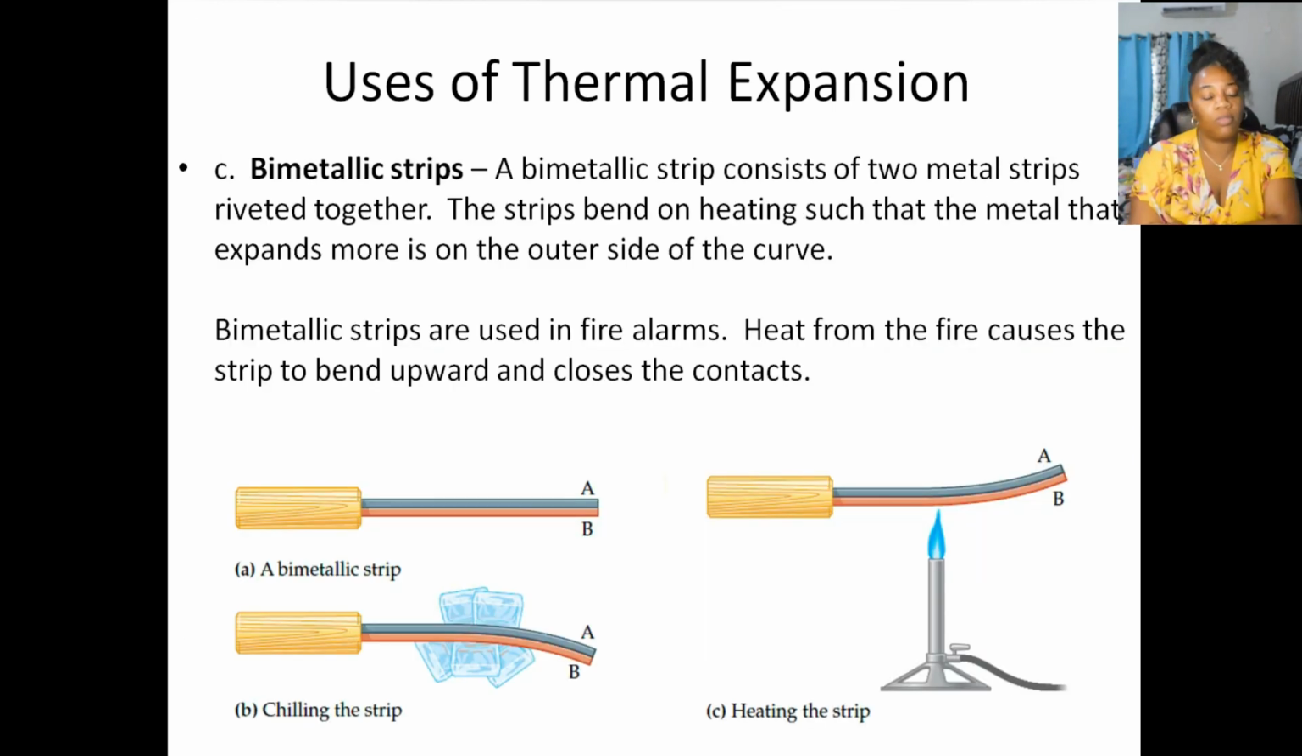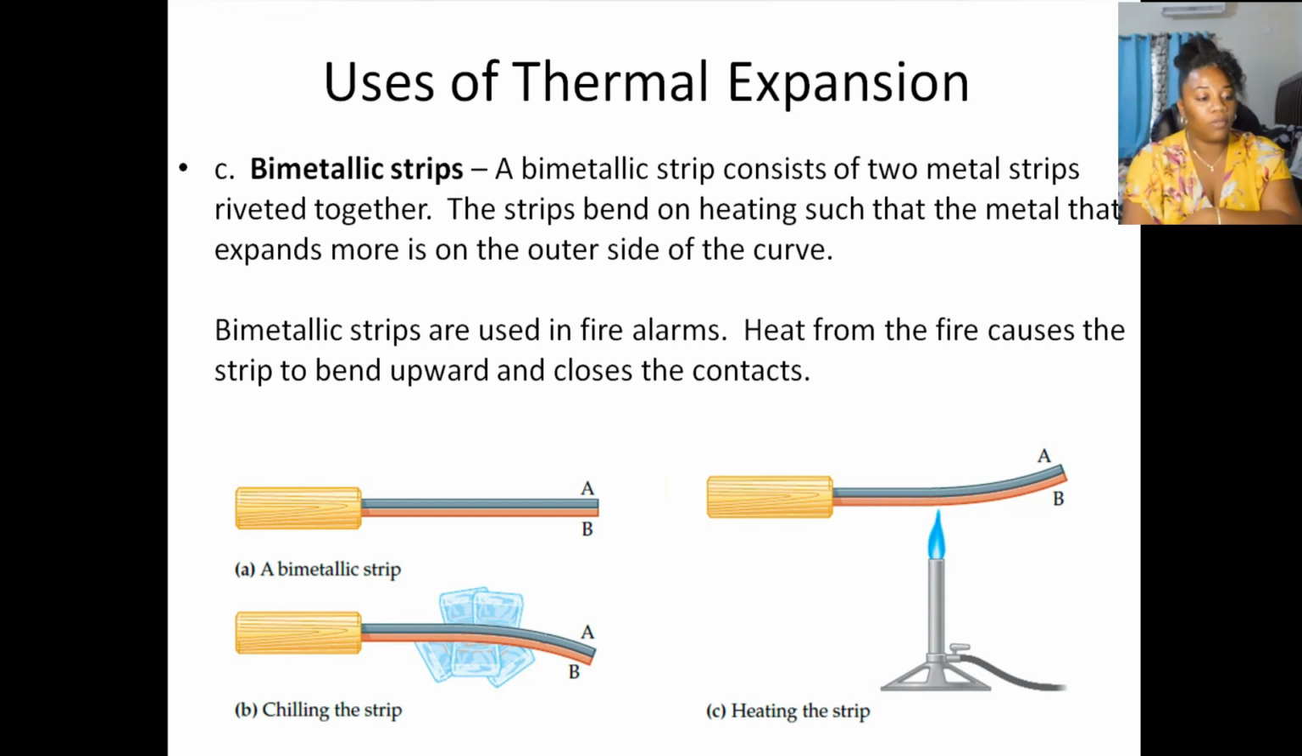Here's another use, bimetallic strip. So a bimetallic strip consists of two different types of metals that are riveted together. The strips bend on heating such that the metal that expands more is on the outer side of the curve. How do you determine the outer side of the curve, right? Well, whenever it's in some sort of contraption, you put the one that expands more on the outside, or wherever you want it to make a contact point. So bimetallic strips are used in fire alarms, and so heat from the fire causes the strip to bend upwards and close the contact. So bimetallic strips are actually incorporated into circuitry, and so once it's in that circuit, it would therefore complete the circuit when it is exposed to heat.